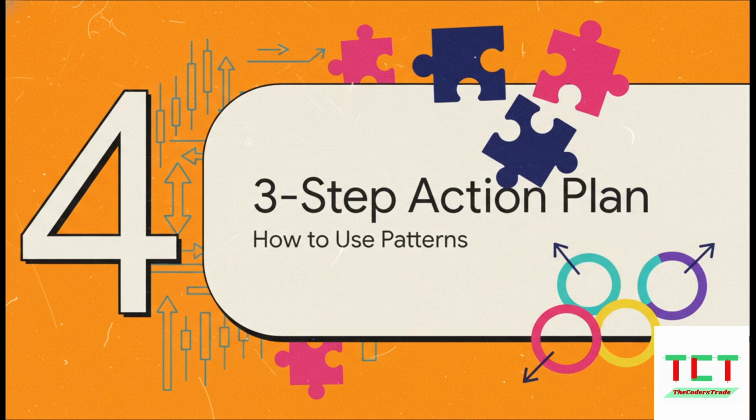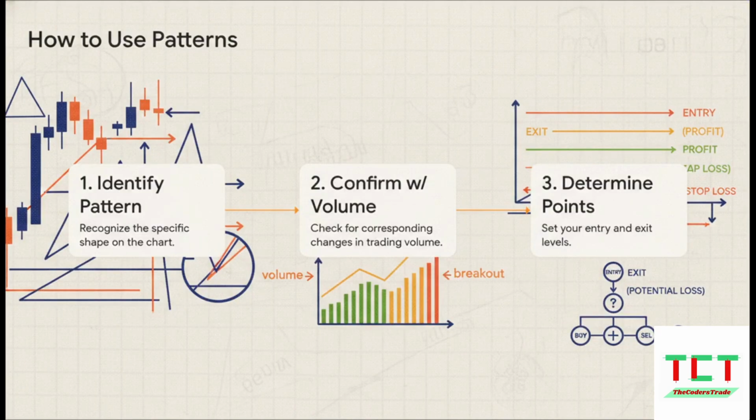All right, so now we can spot these patterns. That's great, but recognizing them is only the first piece of the puzzle. How do you actually use this information? Well, that's where our three-step action plan comes in. The key here is to be systematic. First, you identify the pattern. Second, and this is so important, you confirm it. A pattern alone isn't enough.